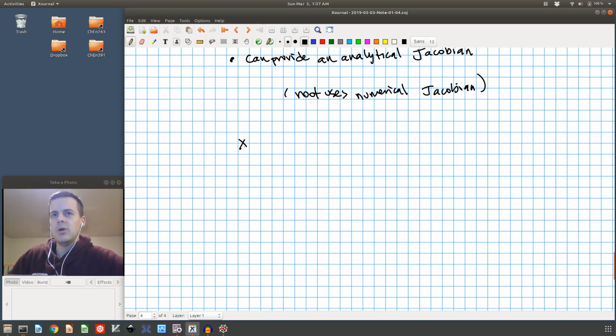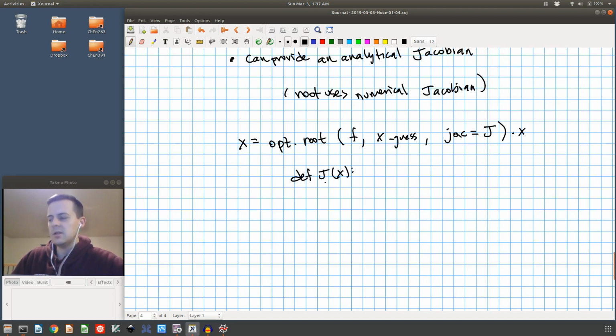To do that, you would put x, your answer, equal to opt.root, and then you give it your function and your guess. Then you have another optional argument here called jac, for Jacobian, equals J. And then don't forget the .x at the end. J is a Jacobian you define just like in the Newton's method homework we did last time. Define J of x, where this is a vector and this is going to be your matrix.